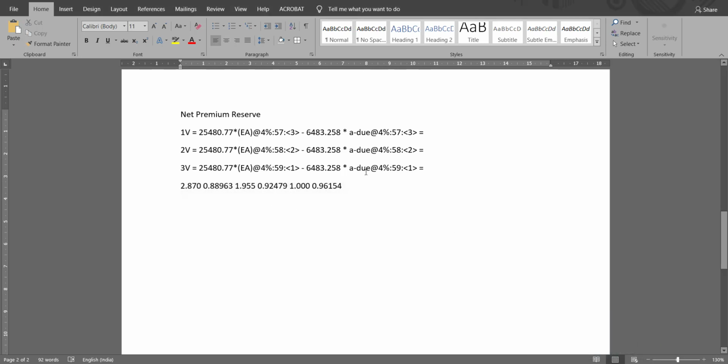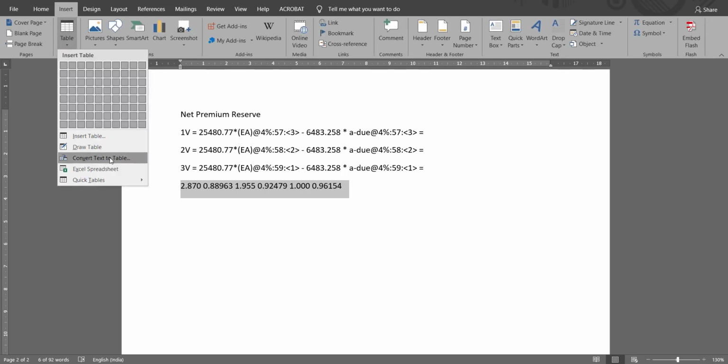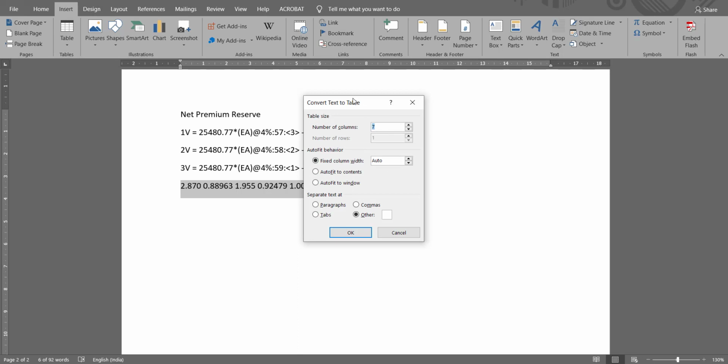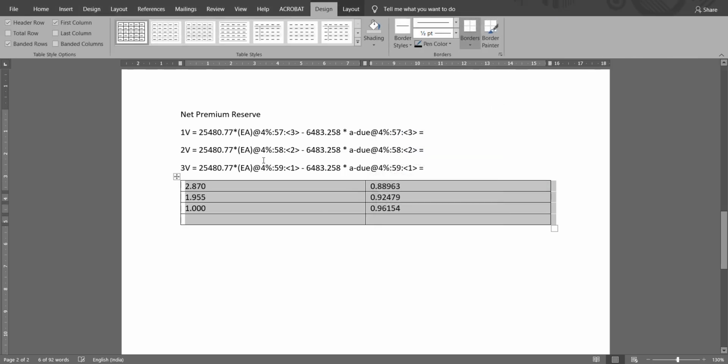Now they don't look very pretty, and if I place them into Excel, they will just come in one single cell. That's something I don't want. So what I'll do is select these numbers and go to Insert Table, and go to Convert Text to Table. Now in here I have to change the number of columns. There will be two columns, one for assurance, one for annuity. So I'll go to two columns, and I'll select separate text at Other, and leave this blank. That means text will be separated by spaces. So you just press OK, and this is what you get. This is the table you need, and you can place this into Excel and we'll get our answers.